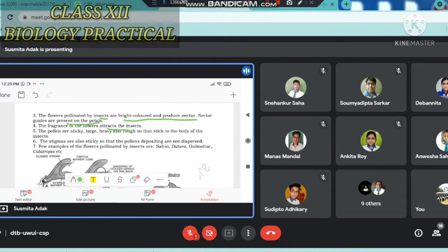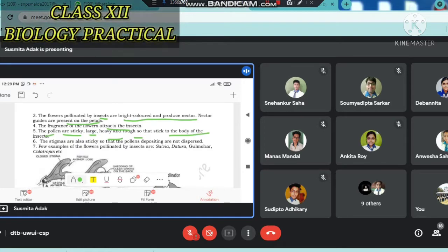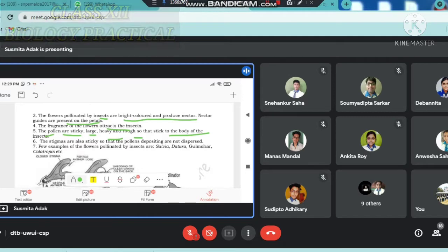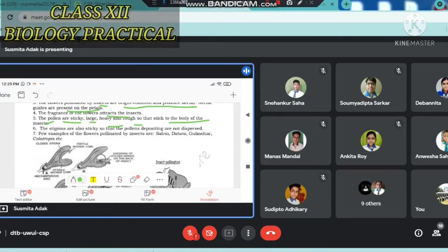Okay, the pollen should be sticky, large, heavy and rough, so that it will stick to the body of the insect. The pollen should be sticky so that it attaches to the leg or body parts of the insect, and it should be large, heavy and rough so that it sticks to the body of the insect. The stigmas are also sticky so that the pollen deposited is not dispersed.